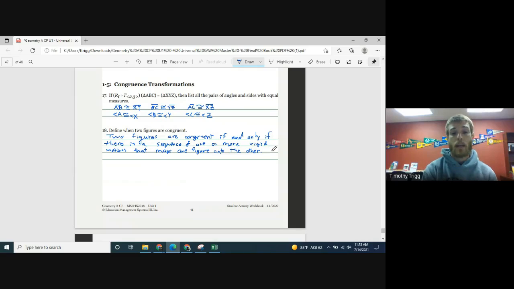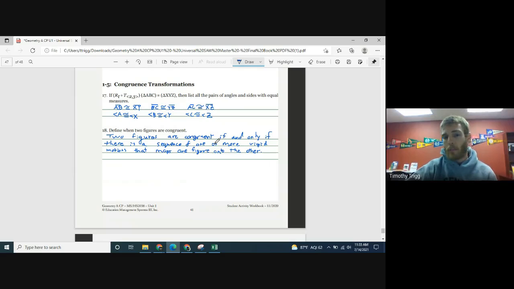Basically what it's saying is if two shapes are the exact same size, exact same shape, then in other words, they're congruent. There should always be a way to move one shape onto the other using rigid motion. So using translation or rotation or reflection, you should be able to map one figure onto the other if they're congruent. That's basically all this is saying.